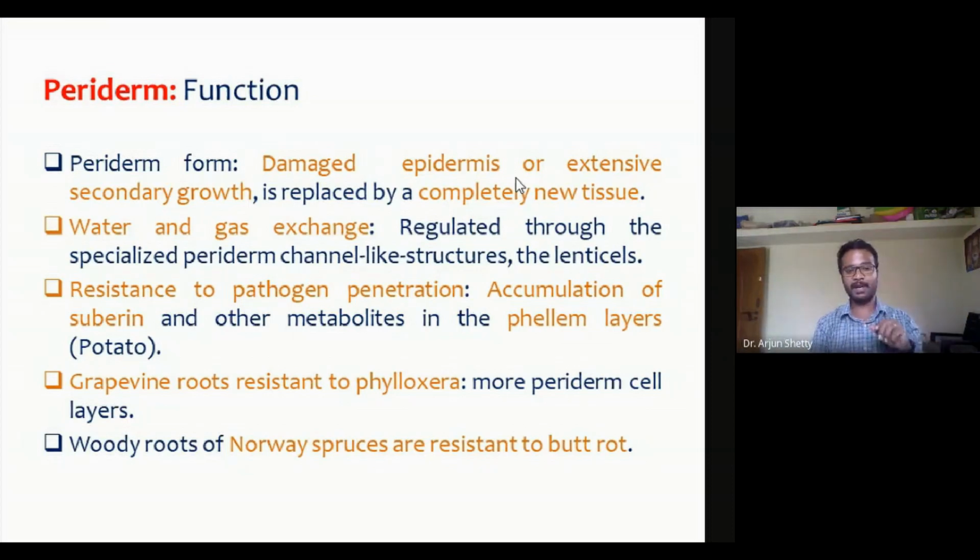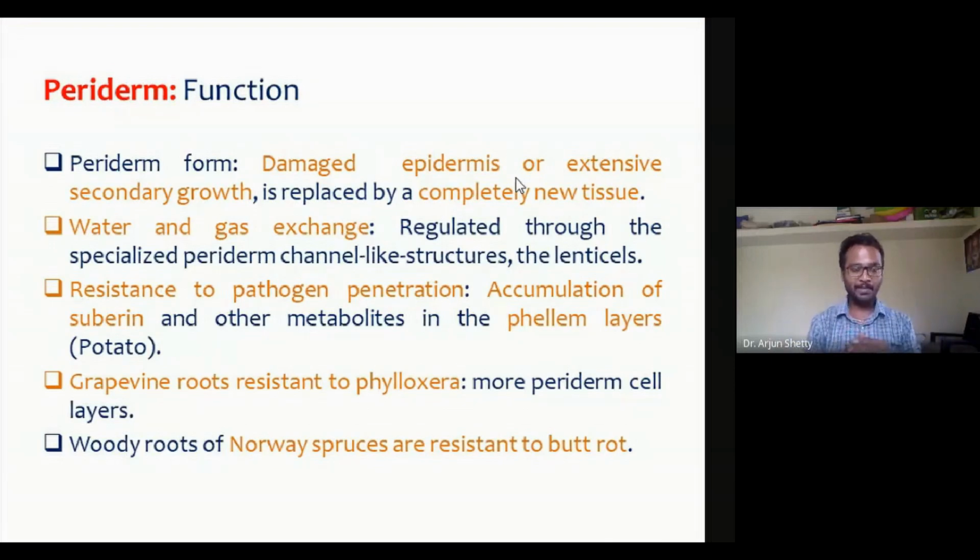But the formation of a periderm mainly depends on whether the wounded region or damaged portion of a stem as well as the root may come across the formation of a periderm. Apart from that, there is extensive secondary growth, such as the phellogen formation and all those things. And after all these developments, what happens? The epidermis is completely removed and a new complete tissue is going to be formed, and that particular tissue will be considered as the periderm.